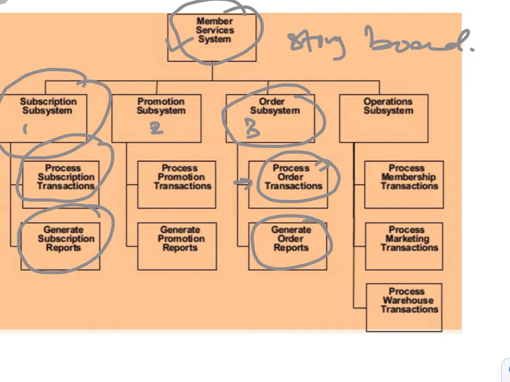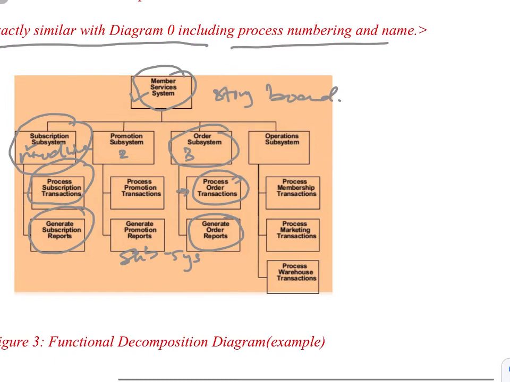So, meaning that yang bawah-bawah ni adalah semuanya subsystem. Okay, kalau yang ni dia dah panggil subsystem dah. Ataupun senang kita panggil modul lah benda ni. Modul ataupun proses, tapi yang bawah-bawah ni adalah sub-proses. Alright, so itu adalah functional decomposition diagram.